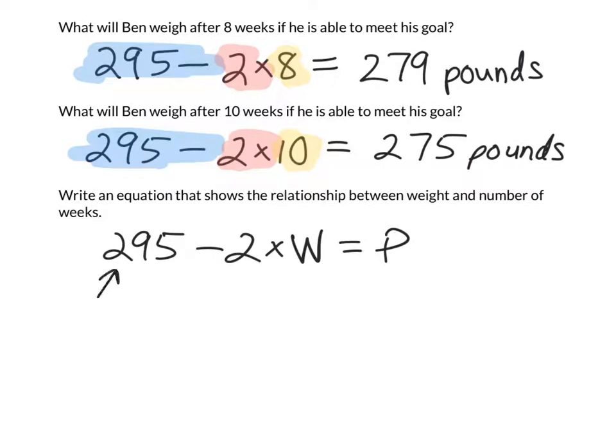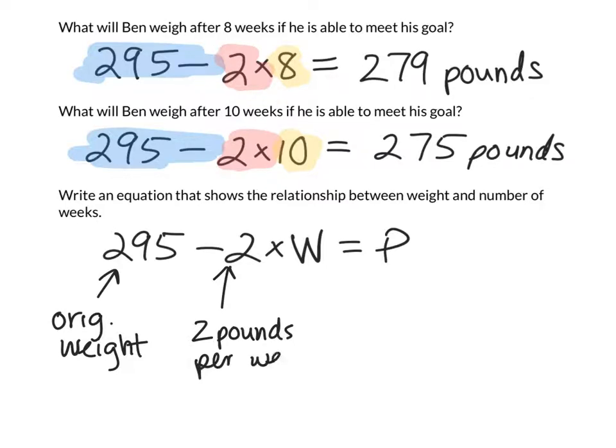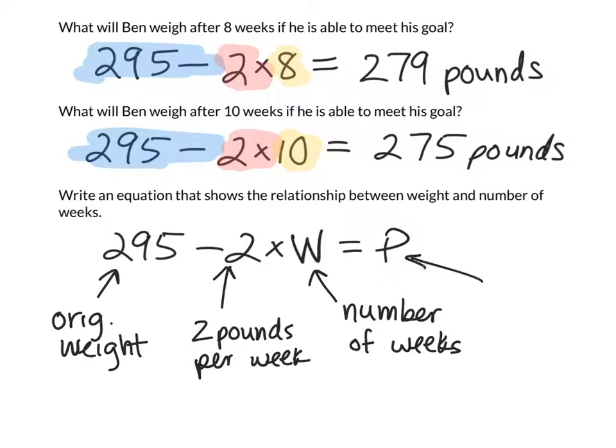So 295 is the original weight. He's losing 2 pounds per week. W is the number of weeks. And P is the new weight in pounds.